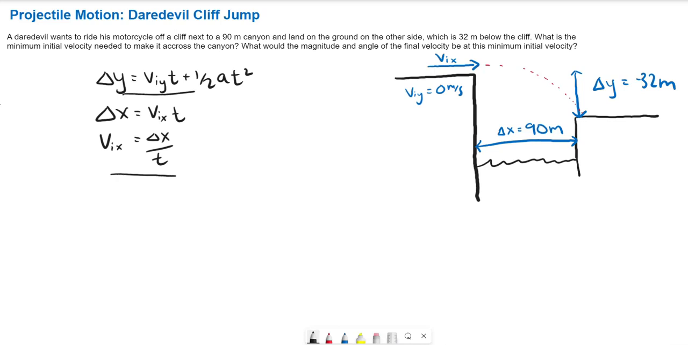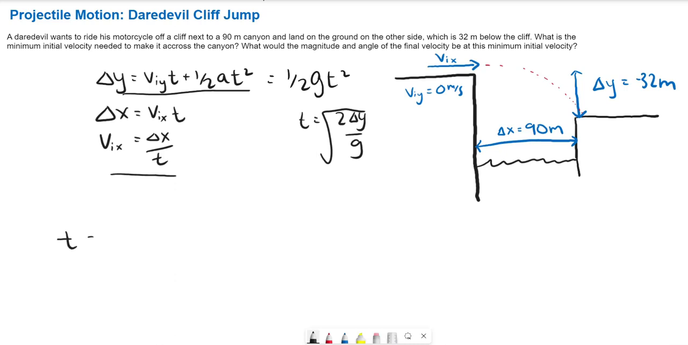So using this first equation, we already said that we know v initial y is 0, and that's going to make this just equal to 1/2 g t squared. So delta y equals 1/2 g t squared, then solving for t, we're going to get t equals the square root of 2 times delta y divided by g. So we just multiplied both sides by 2, divided by g, and took the square root to get the t by itself. Now we can plug in the values that we have here.